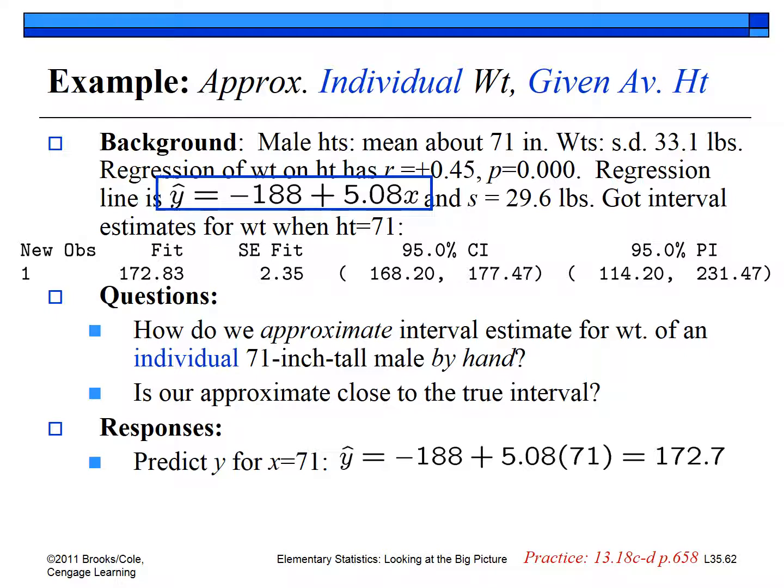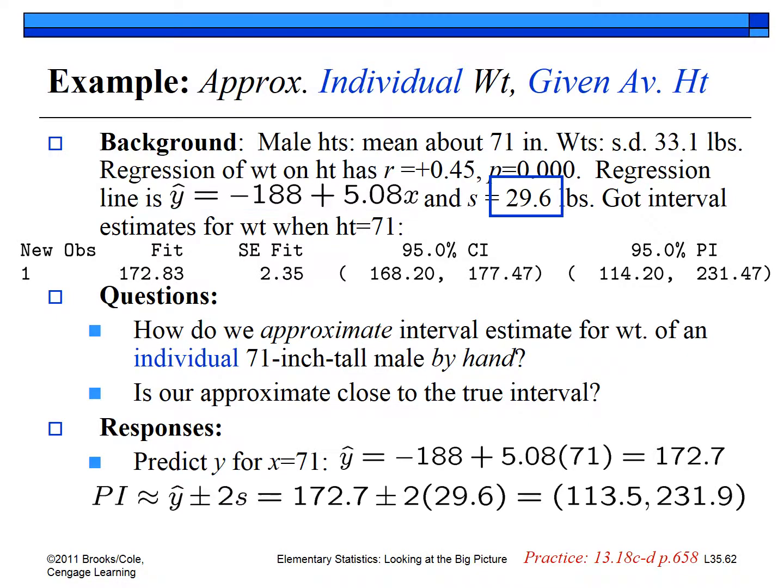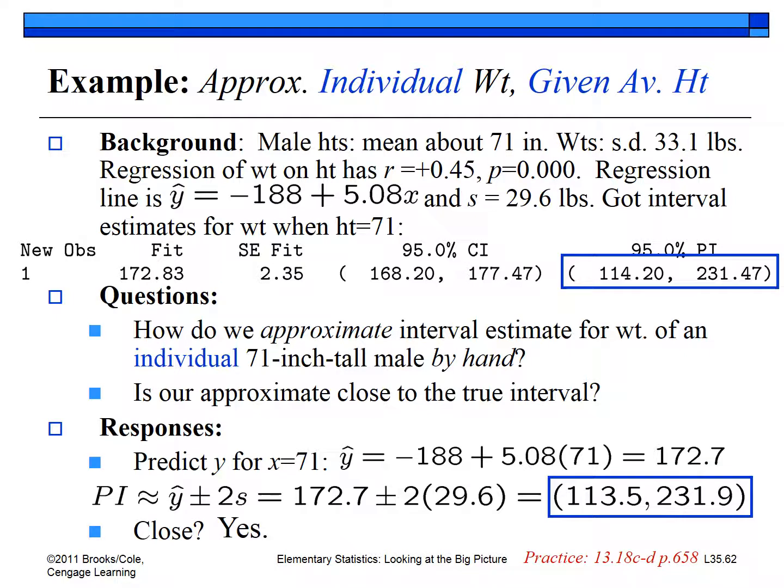Now, to get the 2 endpoints of the interval, we'll add and subtract some number. The number that we'll add and subtract is a multiplier times the standard error. In this case, the standard error will be the typical residual size. For the 95% prediction interval, we'll use a multiplier of 2. So that gives us 172.7 plus or minus 2 times 29.6, which gives us the prediction interval 113.5 to 231.9. And sure enough, that's not too far off from the prediction interval that was given by the software.